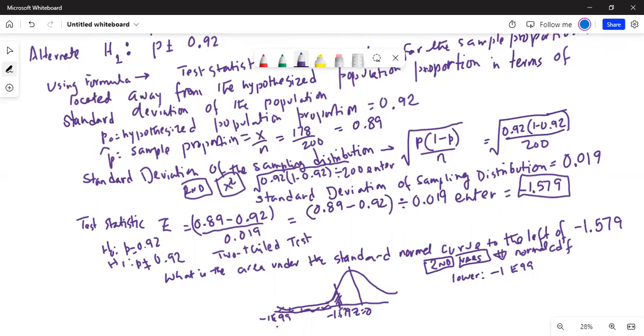Upper is minus 1.579. Mean is 0 because this is the standard normal curve, and sigma is 1. And then Paste. Whenever you want to paste, you have to hit enter twice.